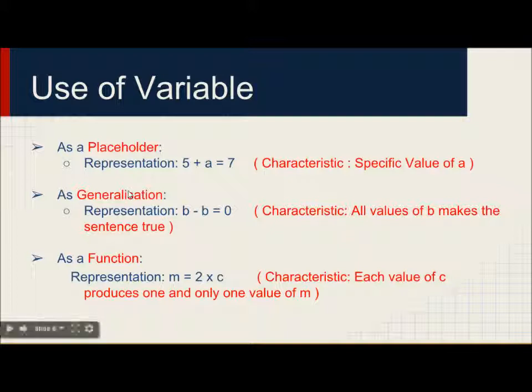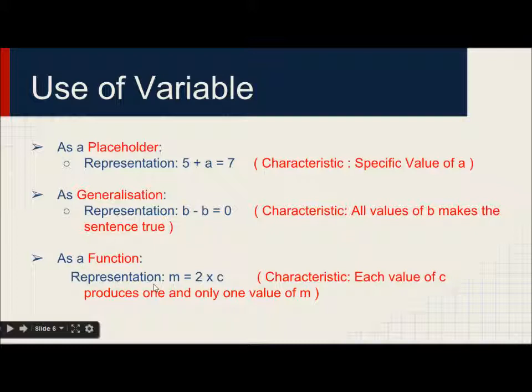In case of generalization, the representation is like this: b minus b equal to 0. So here, in case of generalization, we know that all values of b make the sentence true. If we put 2 as the value of b, it's 2 minus 2 equal to 0. If we put the value of b as 5, 5 minus 5 equal to 0. So in case of generalization, all values of b make the sentence true. So this is a generalization example.